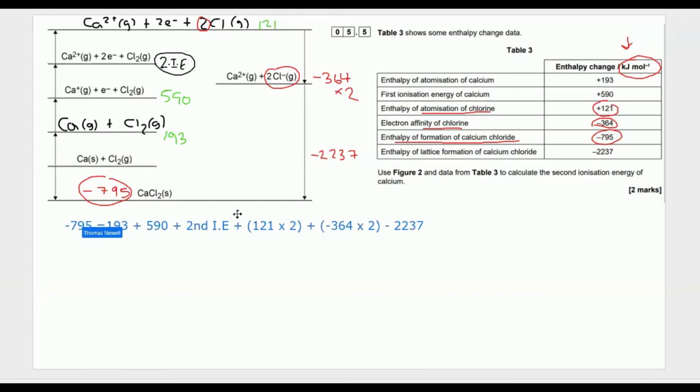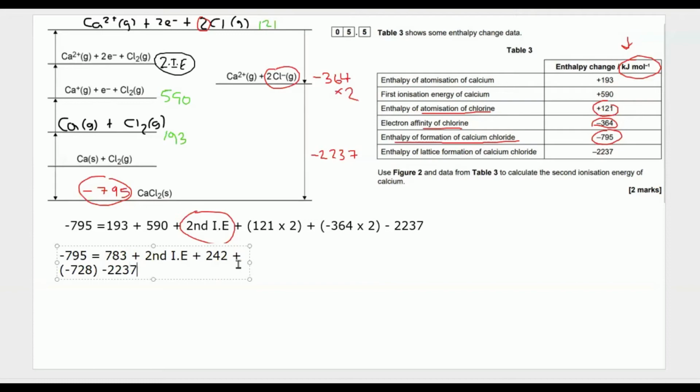Minus 795 equals 193 plus 590 plus second ionization energy plus 121 times 2. Now, why am I timesing 121 by 2? That's because there's a coefficient of 2 in front of the chlorine, and then plus minus 364 times 2. Why am I doing times 2? Because there's 2 chloride ions, and remember, it's per mole.